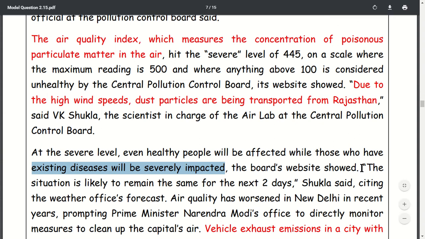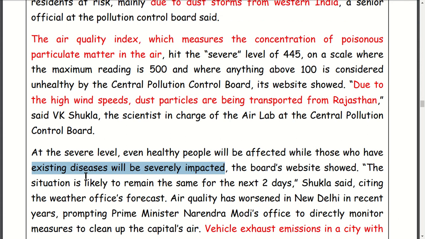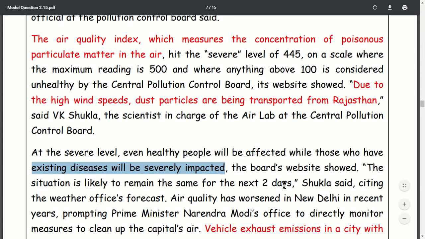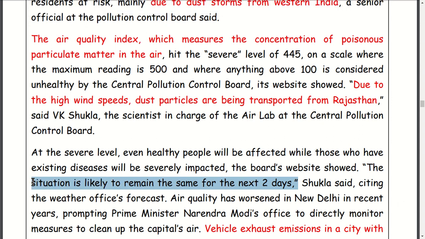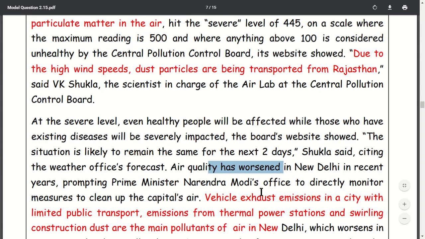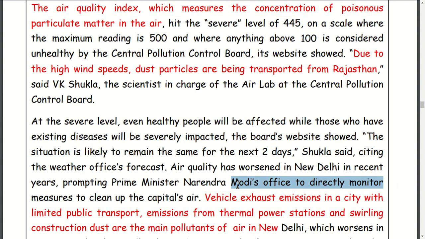The board's website showed the situation is likely to remain the same for the next two days, with some uncertainty, Shukla said, citing the weather office forecast. Air quality has worsened very badly in New Delhi in recent years, prompting the Prime Minister's office to directly monitor measures to clean the capital's air.